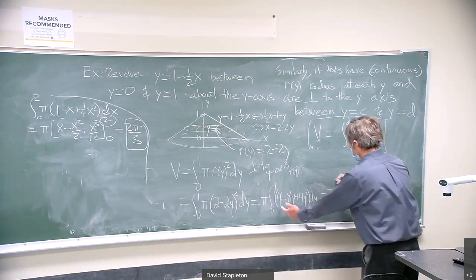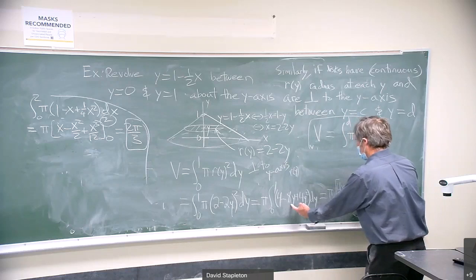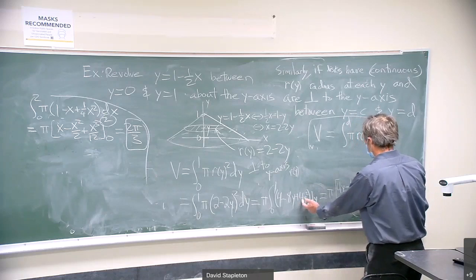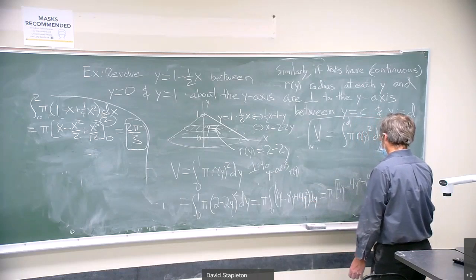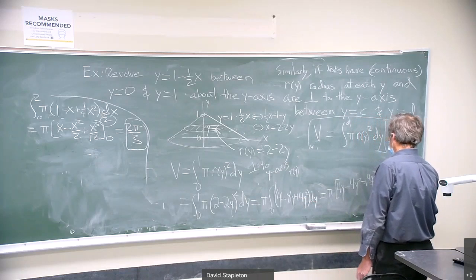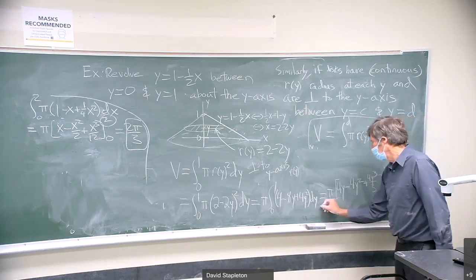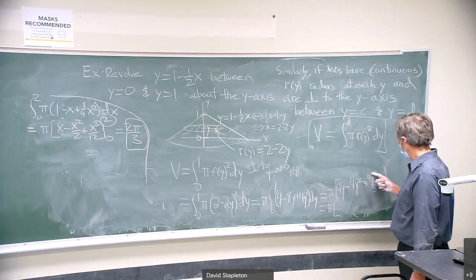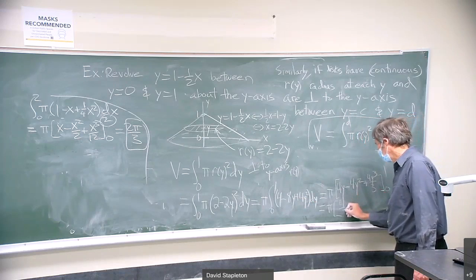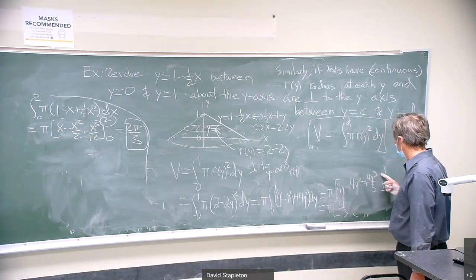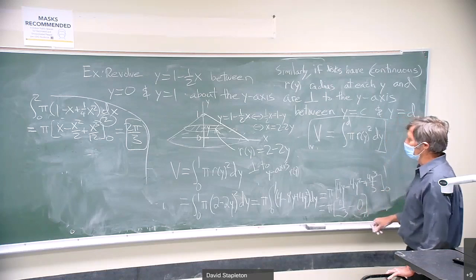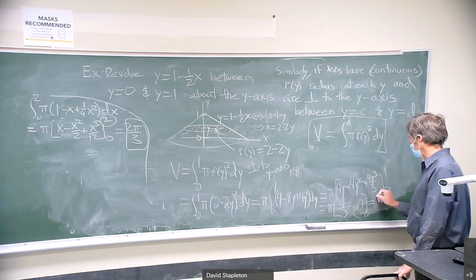So now let's see, the integral of 4 is 4y. The integral of minus 8y is 8 times y squared over 2, or 4y squared. The integral of 4y squared becomes 4y cubed over 3. Plug in 0 and 1 and take the difference. All right, so pi times 4 minus 4, those will go away, plus 4/3 when I plug in 1. And then I plug in 0 and I get 0. Evidently, this is 4/3 pi.